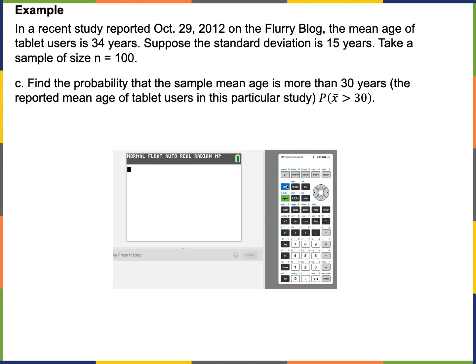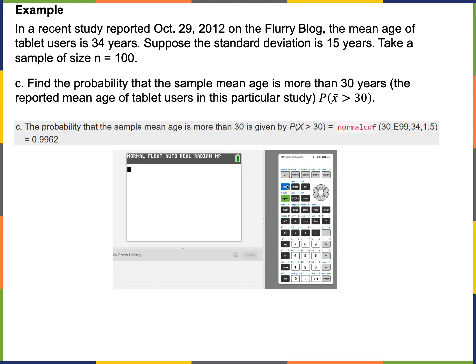Okay, so then here it says, find the probability that the sample mean age is more than 30 years. Okay, so in other words, we want to find X bar greater than 30. This should be a bar. Okay, so we're going to go ahead and do this normal CDF. Remember, e to the 99 is another way of saying 10 to the 99.